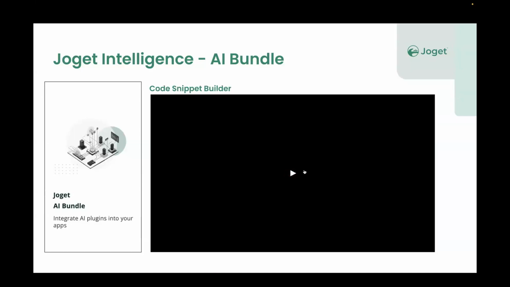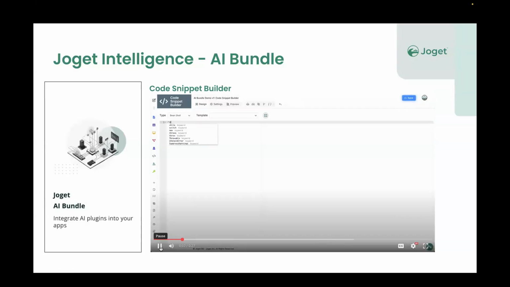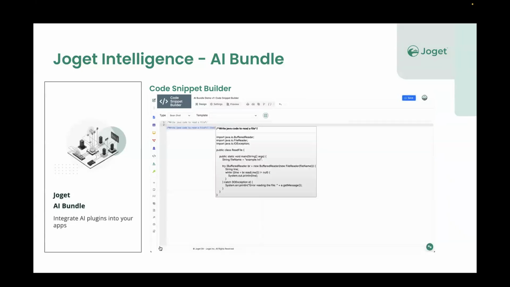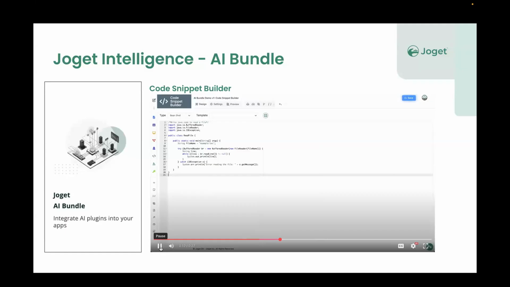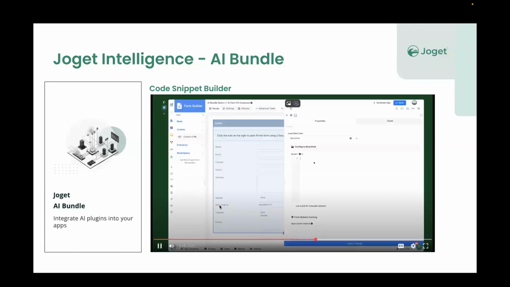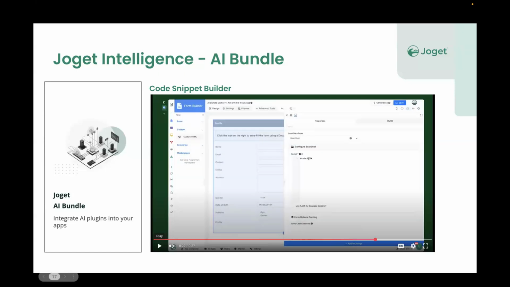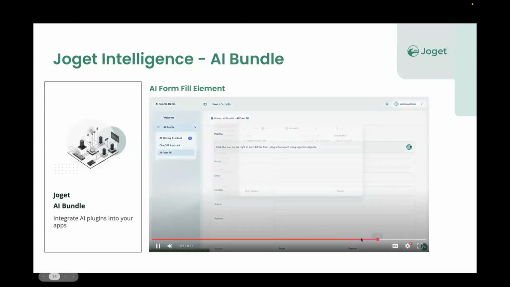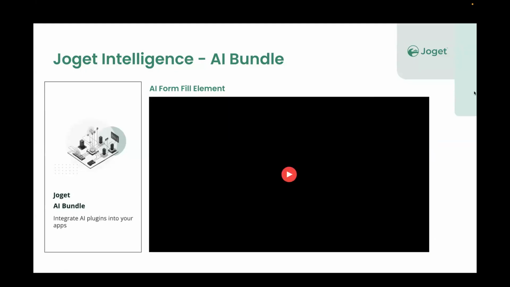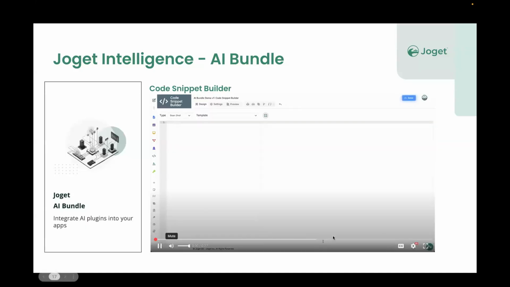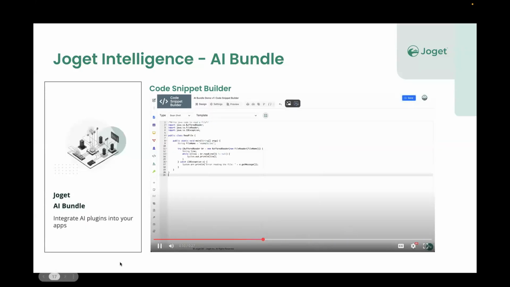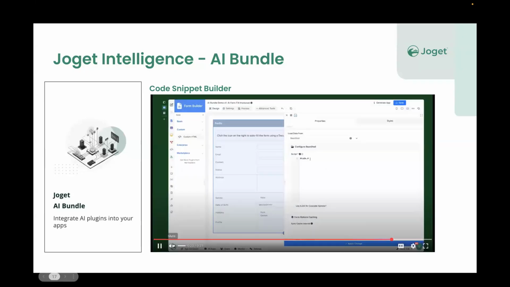Moving on, the next one would be the code snippet builder. The intent of this builder is that we would be able to make use of LLM in order to send a prompt over and perform code completions. So with the code generated in here, we would then be able to make use of the code and use it as part of the application building blocks in here. So that would be the code snippet builder.